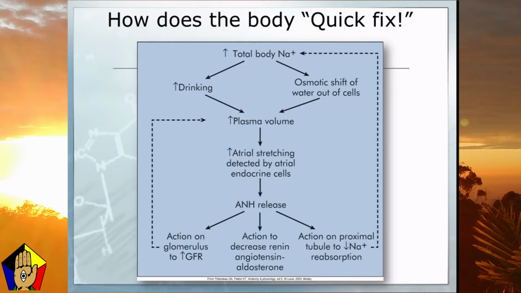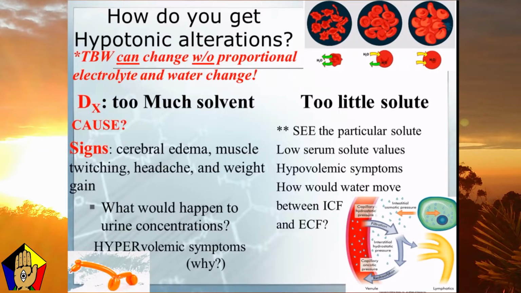And then the last of the three is going to be hypotonic alterations. So in this situation, you have two possible pathways. You can have too much water, or you can have too little salt. Right? So too much water, what could possibly cause too much water? Bringing too much water in. You're bringing way too much water in. So it's like compulsive water drinking. You're just drinking a ton of water.